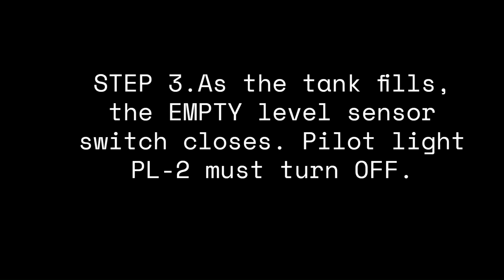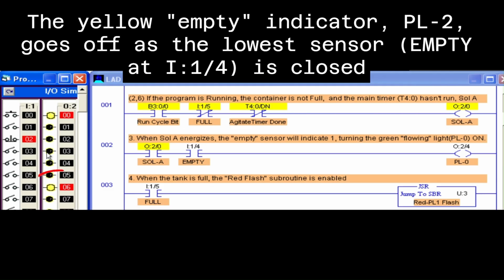Step 3. As the tank fills, the empty level sensor switch closes. Pilot light 2 must turn off. The yellow empty indicator, pilot light 2, goes off as the lowest sensor is closed.